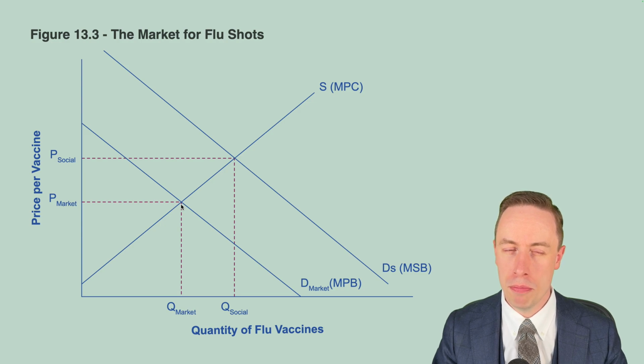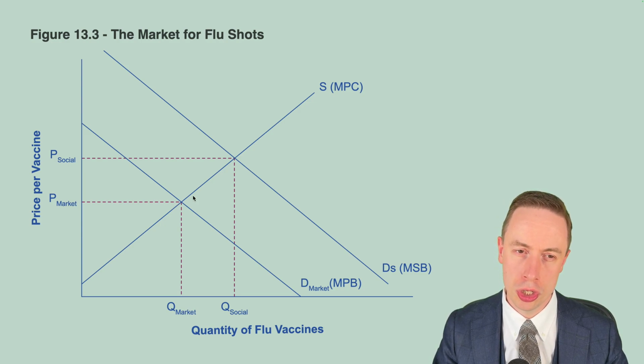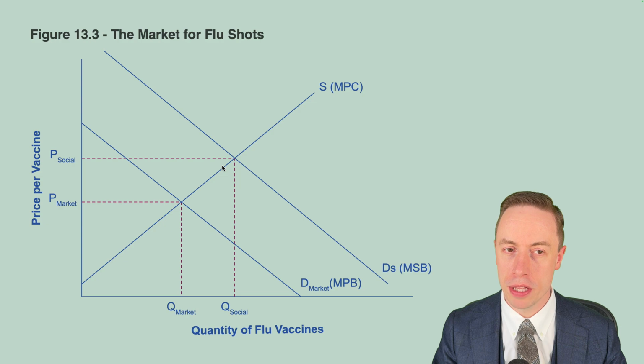So if we could somehow put this social benefit into this market so that this higher price was available to the sellers of the flu shot, then they'd be willing to supply this many flu shots.